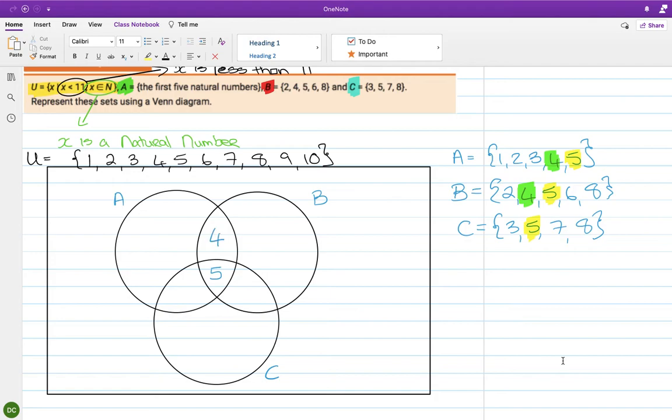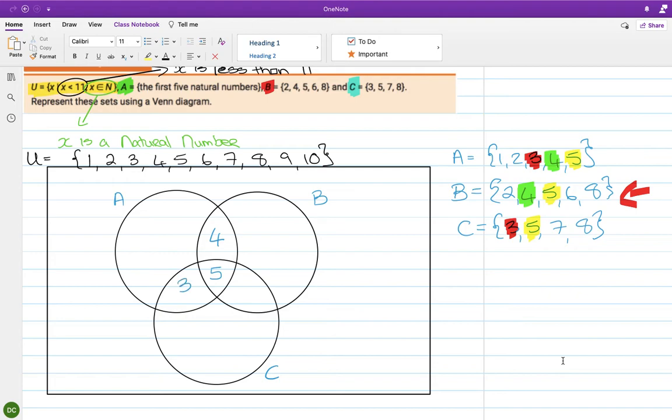Okay, now I'm going to go over here. These are elements that are in A and C, but not in B. So is there anything common between A and C? So the top one and the bottom one. There is. There's a 3 here and a 3 here, and there's no 3 in that one. So that is going to be 3.